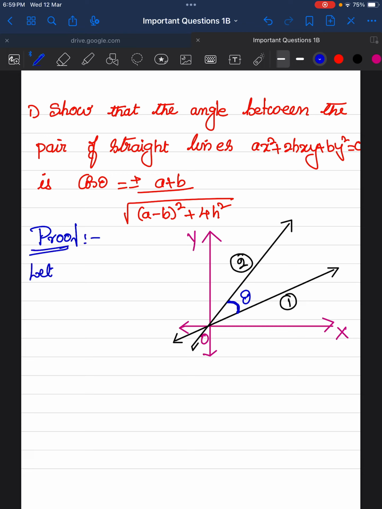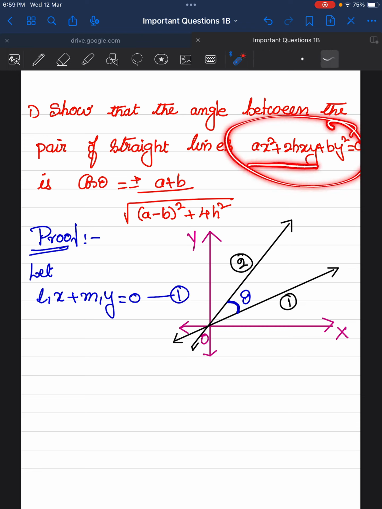One is, let L1x plus M1y is equal to 0 be my first line, because this is a homogeneous equation. Means pair of lines they have given you. This is a homogeneous equation. There won't be any constant term. That's why I took L1x plus M1y only. Instead of constant, I have stopped it here. L1x plus M1y is equal to 0.